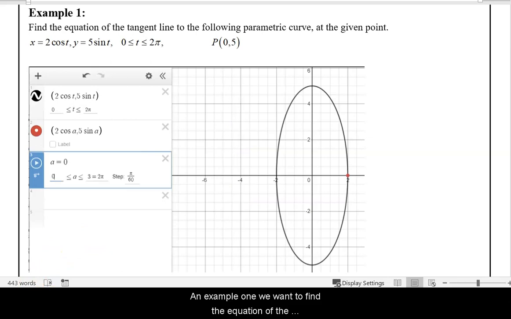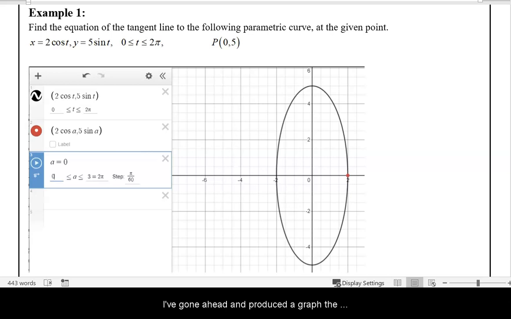In example 1, we want to find the equation of the tangent line to the following parametric curve at the given point. The parametric equation is x equals 2 times the cosine of t and y equals 5 times the sine of t. These are both equations in terms of the independent parameter t. There is a restriction on the value of t that it must be between 0 and 2 pi, including both endpoints. The point at which we want to find the equation of the tangent line is (0, 5).